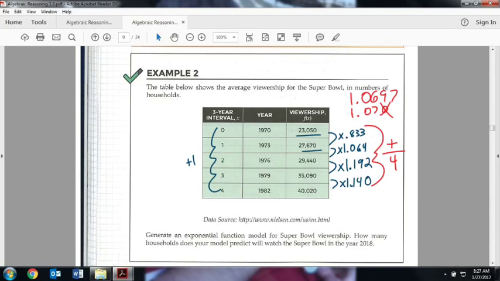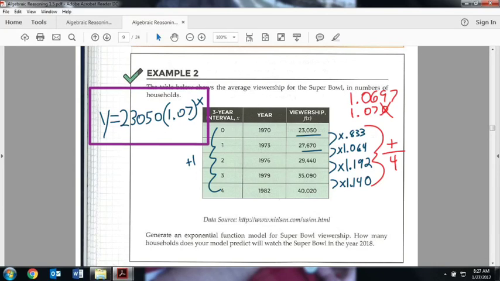Okay? And they give us the starting point. So your y equals your starting point, 23,050, times 1.07 to the x. That's our equation. Yay! That's the first part of what we need to do.